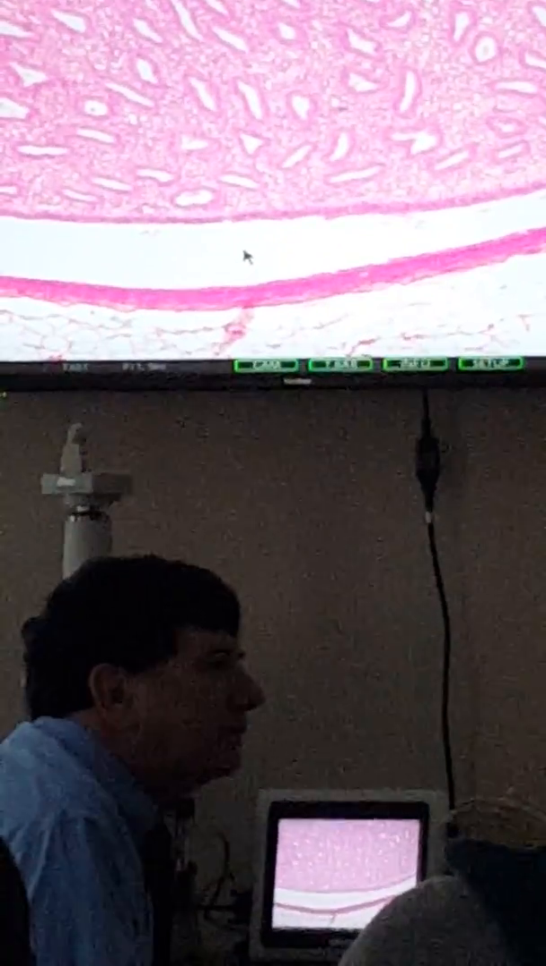So what do you think this structure is here, where I have the tip of the pointer? Well, it's not a sinus. It's a space. Collecting duct? But it's not, well, the collecting ducts are up here. Oh, okay. These are all collecting ducts that are draining into here. The minor calyx. The minor calyx.